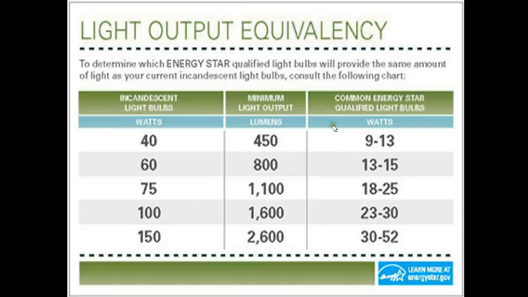The left-hand column is the wattage of incandescent light bulbs. The middle column is the amount of light output, and the right-hand column is the Energy Star qualified light bulb wattage. So a 40-watt incandescent light bulb is equivalent to a 9 to 13-watt Energy Star light bulb. And remember, this is because incandescent light bulbs lose energy to heat.